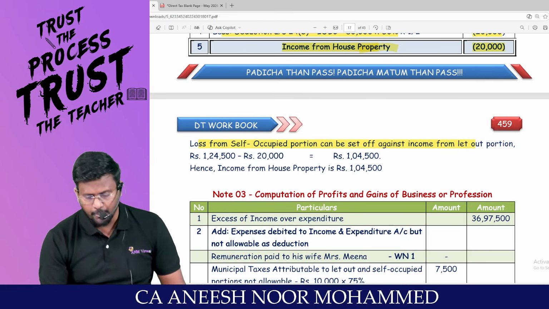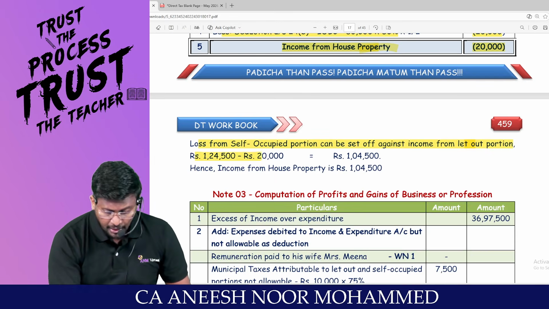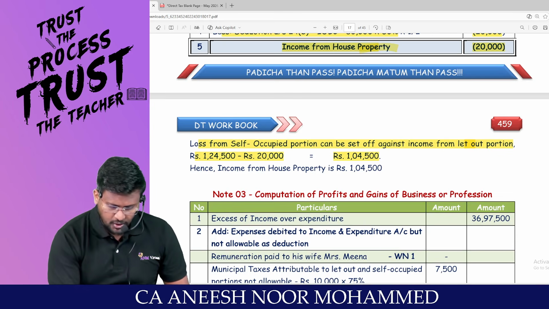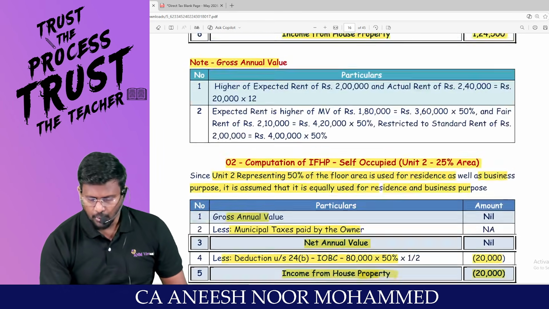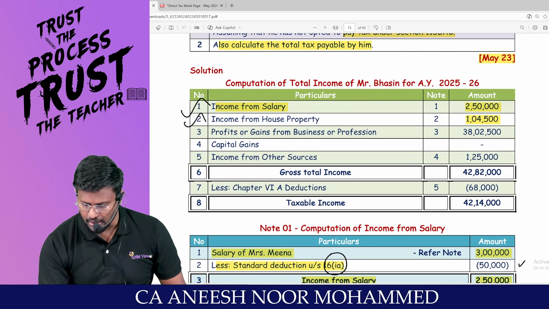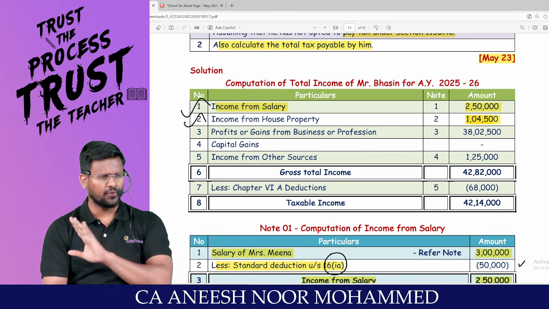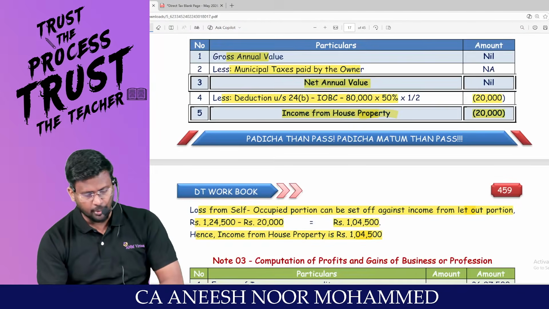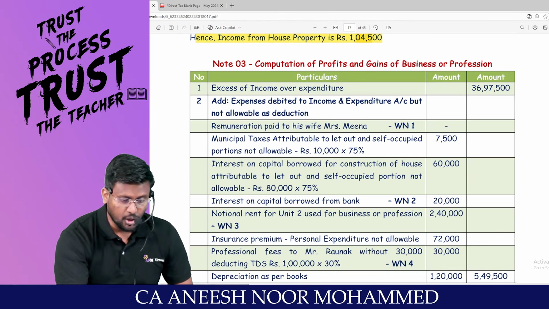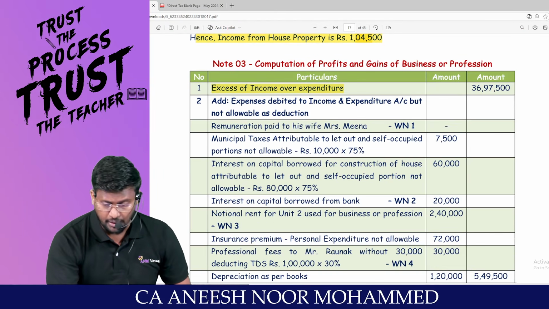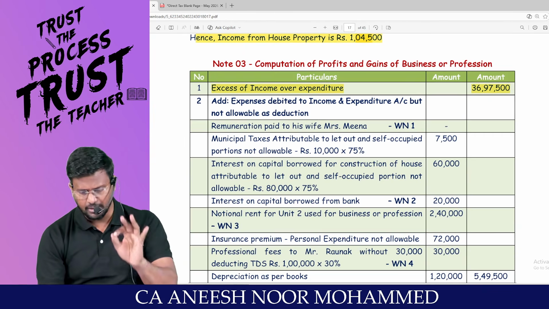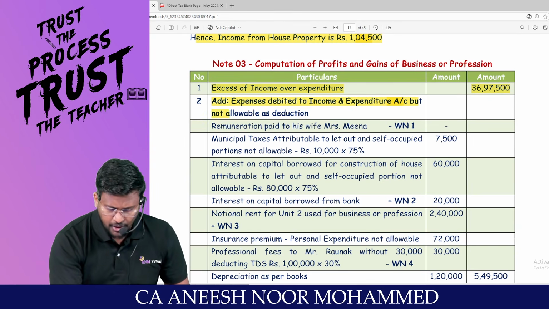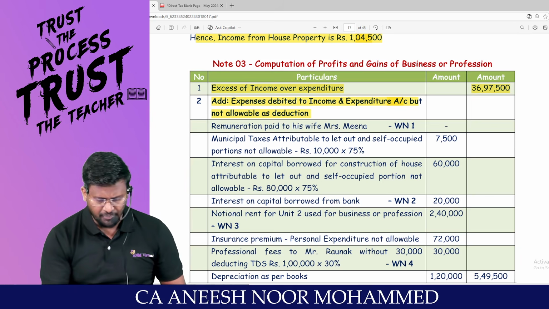Loss from self-occupied portion can be set off against income from let out portion. 1,24,500 minus 20,000 comes to 1,04,500. So the income from house property is 1,04,500. We have attached the income from house property 1,04,500. Very comfortable. Coming to the third head, PGBP, a normal PGBP computation only, nothing big to break your heart. Instead of starting with net profit, please start with excess of income over expenditure, 36,97,500.